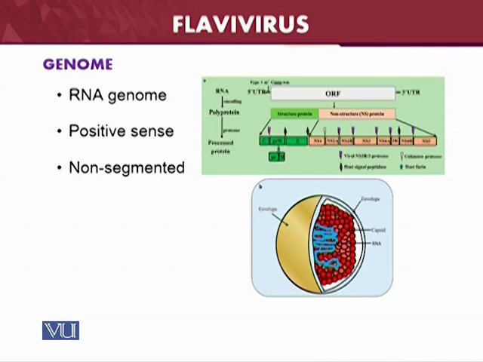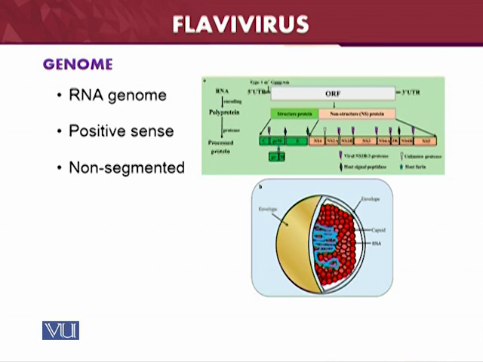However, from the diagram just in front of you, there is the envelope on both sides, and inside you can see how the capsid has been arranged and the RNA has been surrounded inside the capsid. Similarly, the RNA, the genome, is apparent.